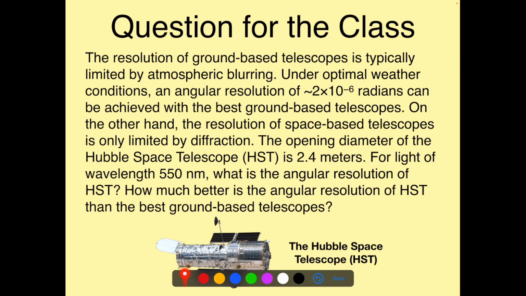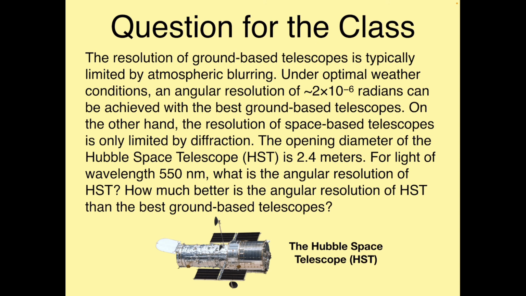On the other hand, the resolution of a space-based telescope is only limited by diffraction, because a telescope that's out in space, like the Hubble Space Telescope, doesn't have to look through the atmosphere. So it's only diffraction that limits the resolution.